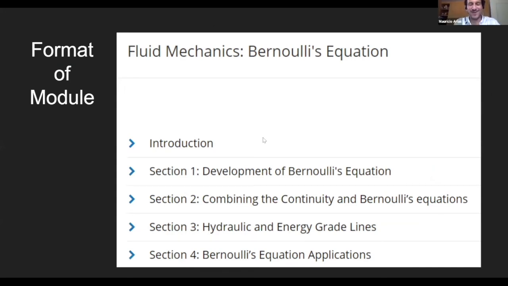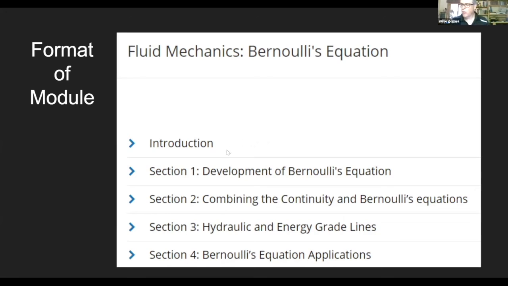Okay, the format of the module is an introduction where we go over the basics of the context of the course and what the actual learning objectives are. And then we have 4 sections: the development of the Bernoulli's equation, and then we develop the continuity equation and combine it with the Bernoulli equation, and that is quite useful.